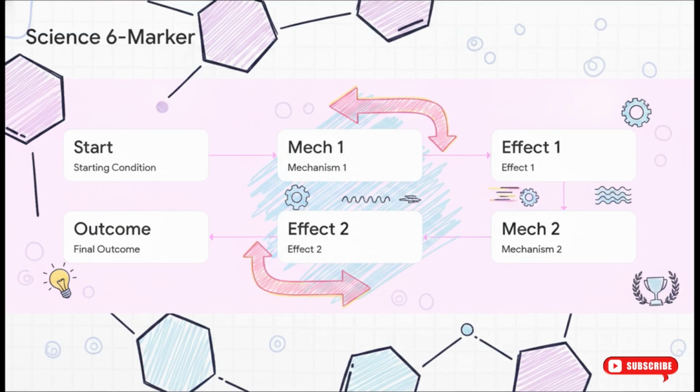You begin with Step 1, the starting condition. This triggers Step 2, Mechanism 1, which inexorably leads to Step 3, Effect 1. You then just continue this logical chain reaction into Step 4, Mechanism 2, and Step 5, Effect 2, until you finally reach Step 6, the final outcome. It's quite literally a chain reaction of scientific logic.